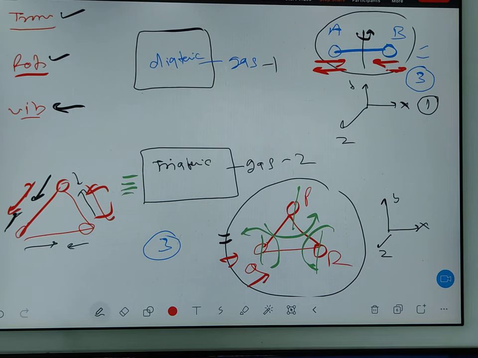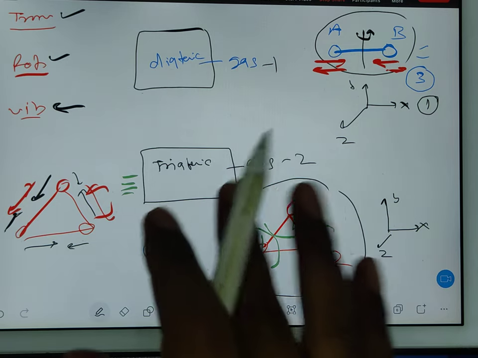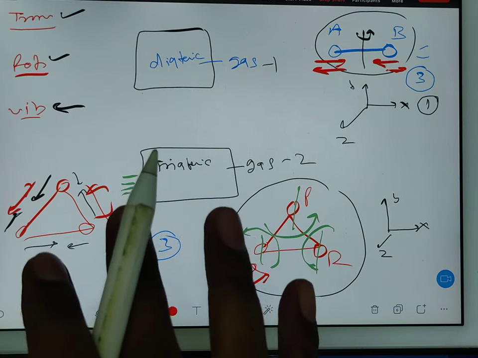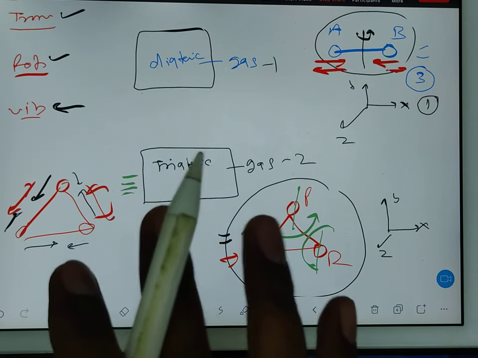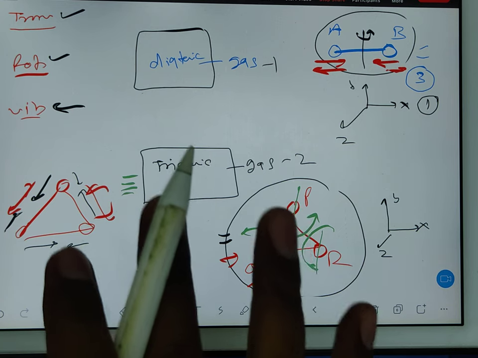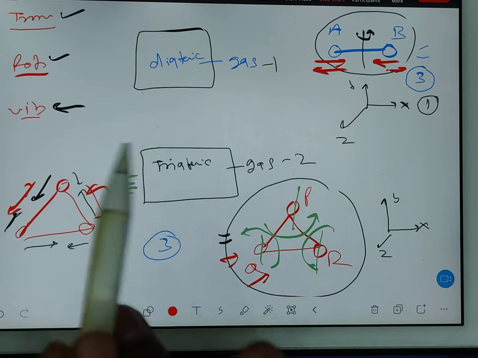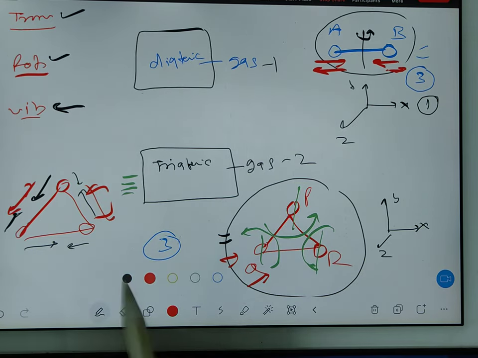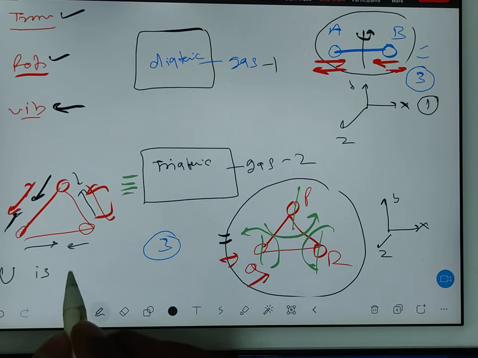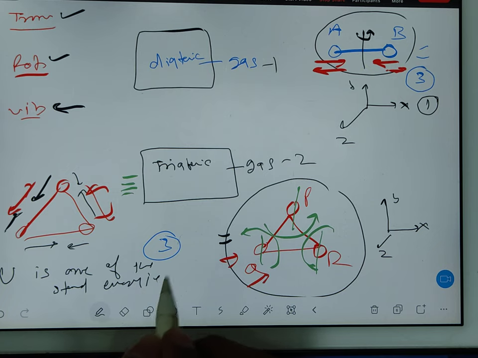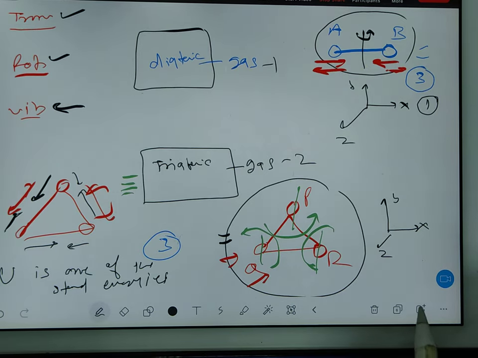Why are there vibrations? What kind of energy is supporting these phenomena? Internal energy is supporting these kinds of phenomena. I hope it's clear. So actually internal energy is stored in the molecule. This is an example of stored energy. So you just mention here: internal energy is one of the stored energies. I am changing the page now.